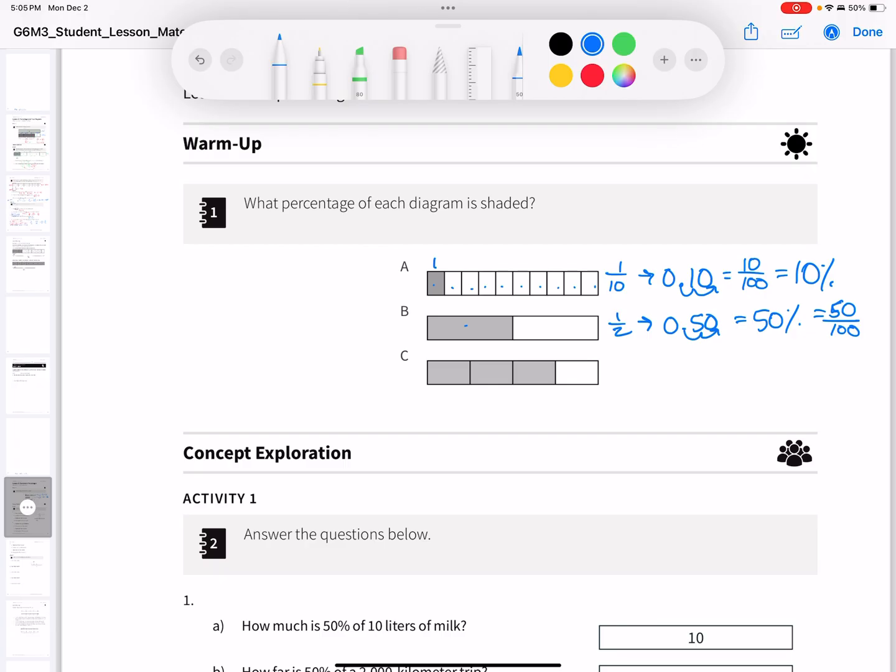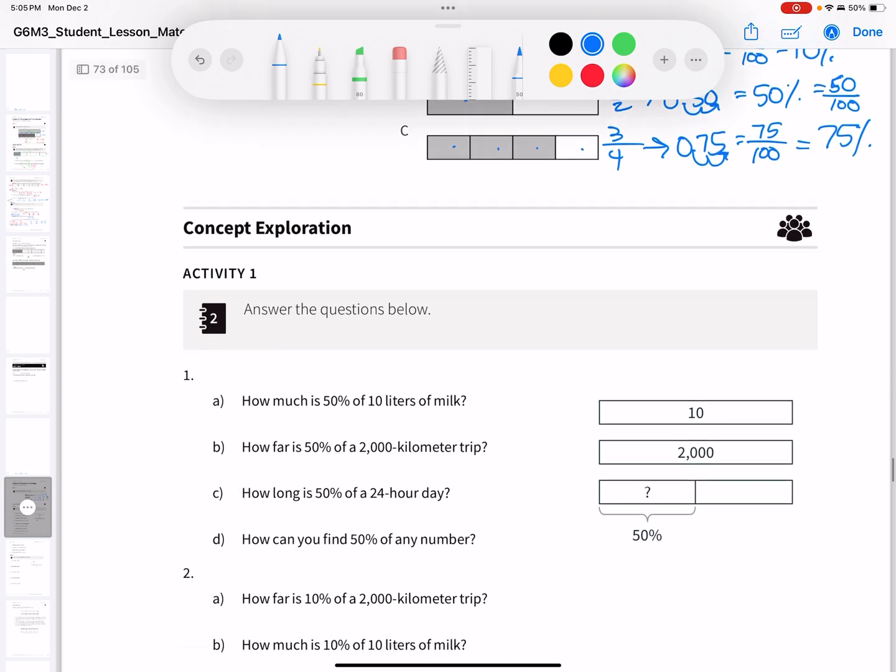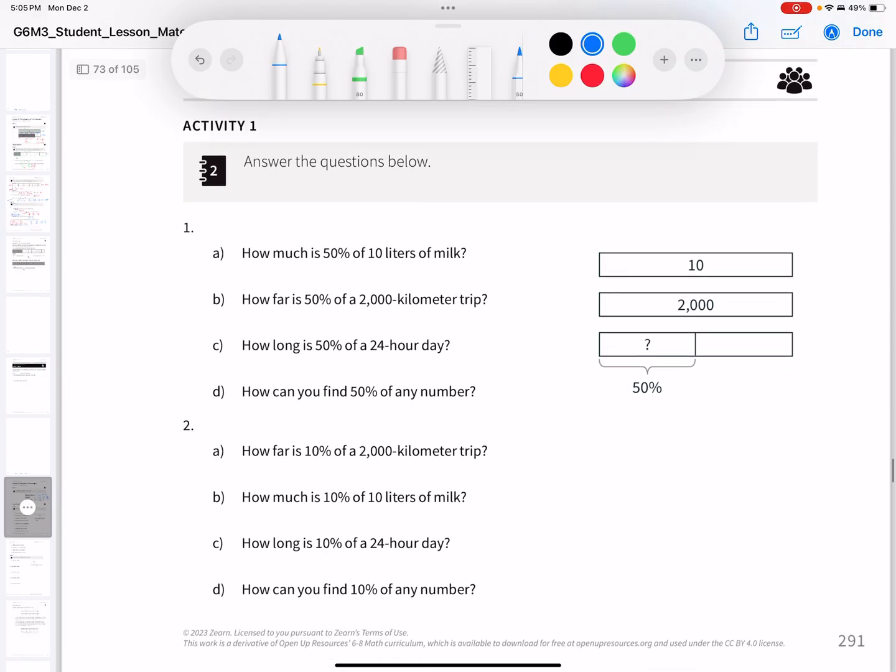Now let's look at this last one. We have 1, 2, 3 shaded out of 4. 3/4 as a decimal is 0.75, or 75 hundredths. And 75 hundredths, or 0.75, we move that decimal over 2, gets us 75%. All right, answer the questions below.